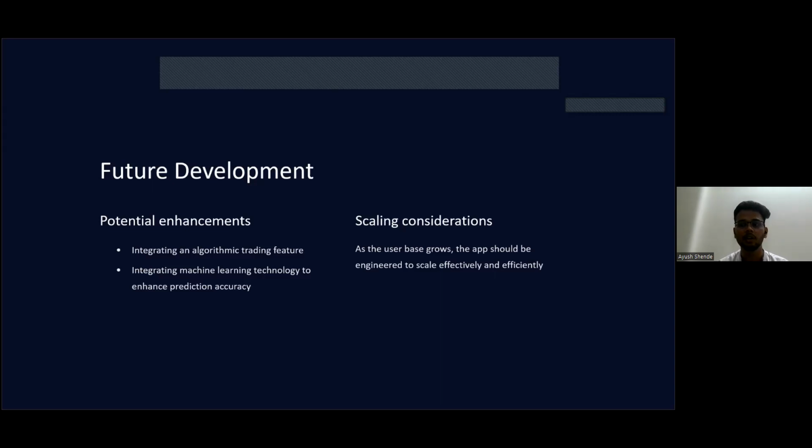So if our user base grows widely, we will be needing some cloud platform to deploy our application, which will automatically handle the requests from various users.